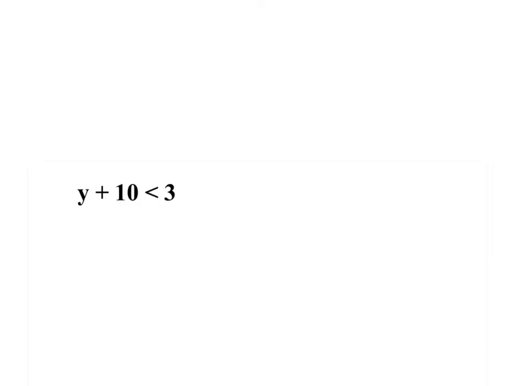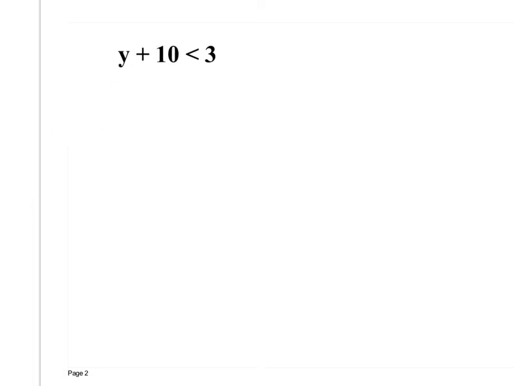All right, write this one down. Here you have y plus 10 is less than 3. We're trying to figure out what y is. We're solving it just like if there was an equals line. We're going to try and get the variable by itself. I'm adding 10 to it, so I do the opposite. I subtract 10. Y is less than negative 7.